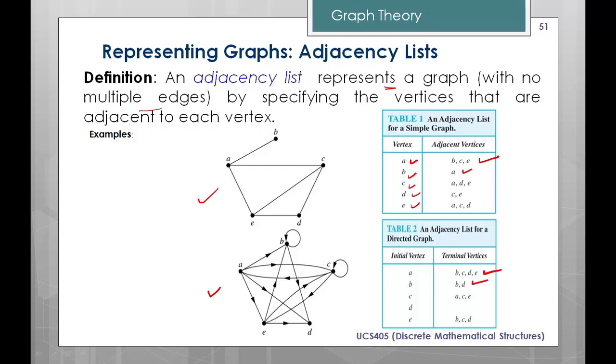Same way we can check it for D. On D there is no edge which is going outside. All the incoming edges are there, so that's why it is totally blank. Same way we can count it for the C and E nodes.